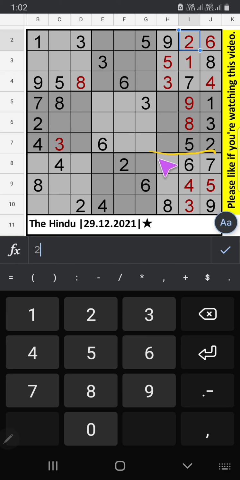In this grid, 2 numbers are remaining, 1 and 2. We already have 2, so can't come in this cell. 2 will be here, 1 will be here. Seventh row, we have 4 and 6. So it can't come in this cell. 4, 6 will be here, both the cells. Then in this grid, 1 number is remaining, 7. 7 will be here.